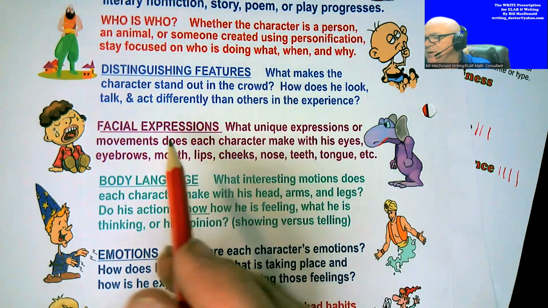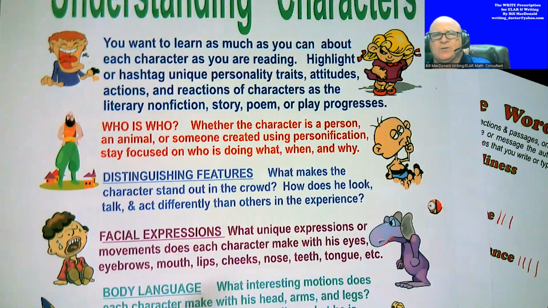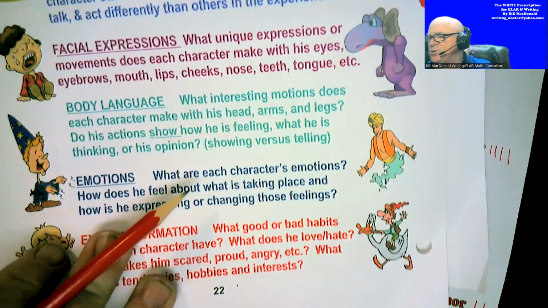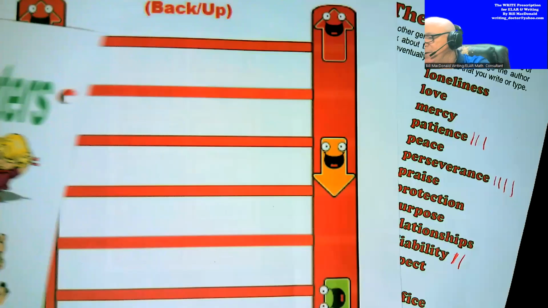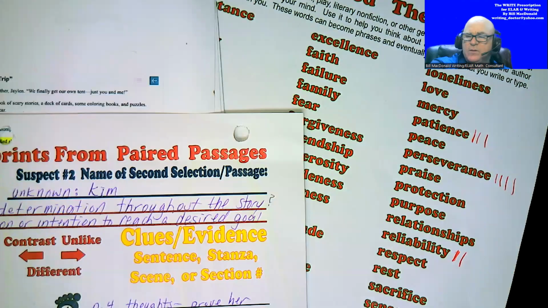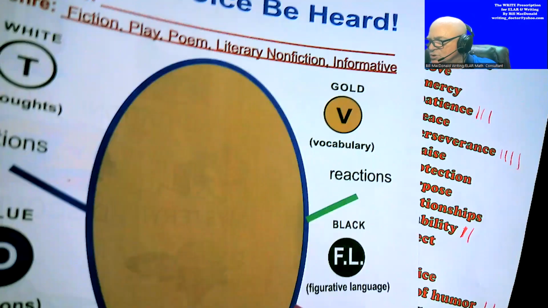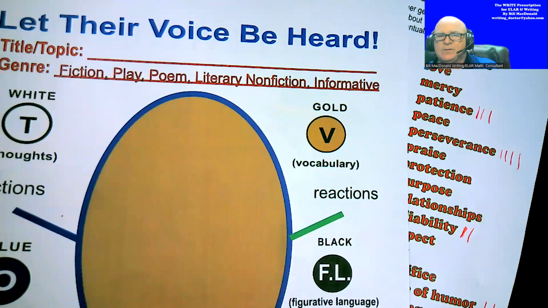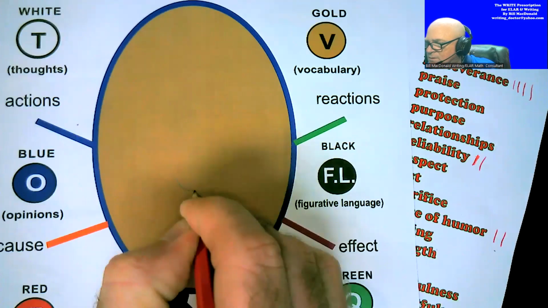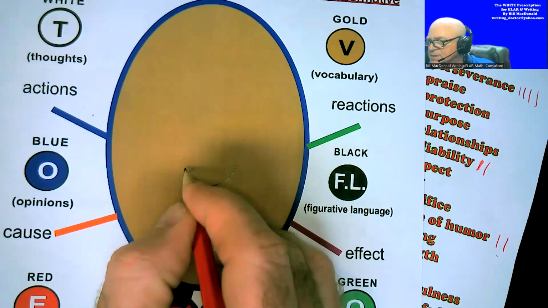And so that's what I thought was the most important, that from this understanding characters on page 22 of your little reading and writing guide. And then we'll get to the potato head. So she said something, and so I'll put a little mouth there inside our paper potato head.